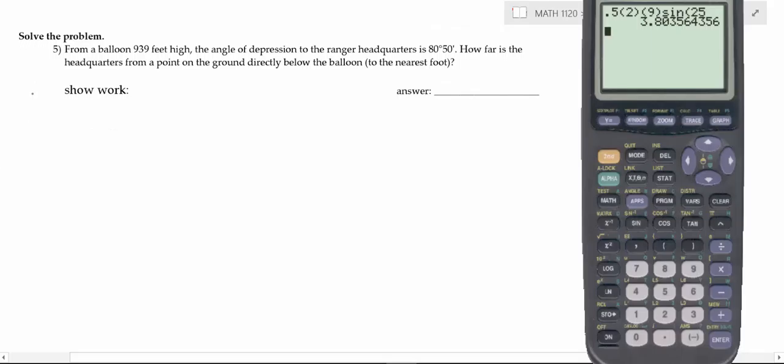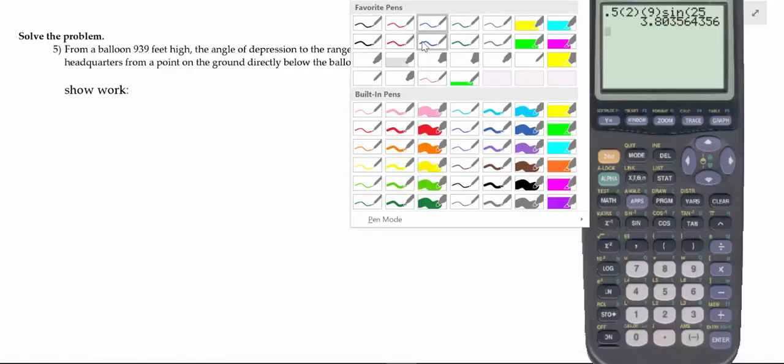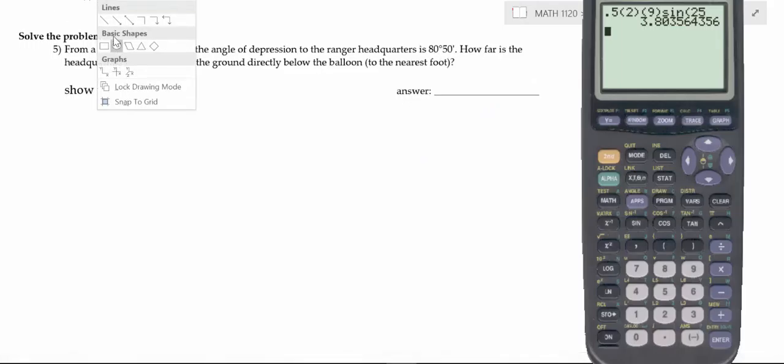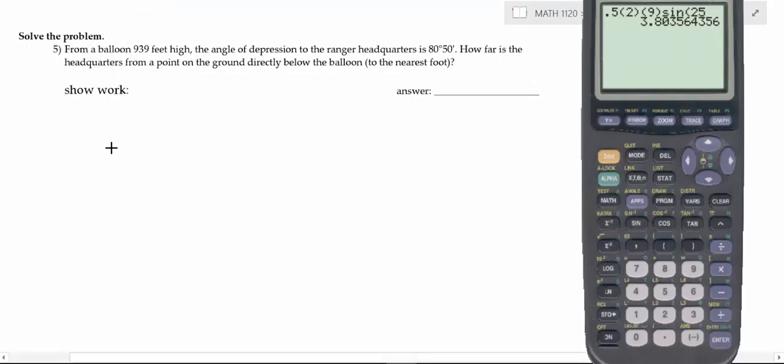It says you have a balloon 939 feet high. The angle of depression to a ranger headquarters from the balloon is 80 degrees 50 minutes. How far is the headquarters from a point on the ground directly below the balloon, to the nearest foot? Let's go ahead and sketch out a diagram of this. I'm going to start by saying, okay, here's my balloon, and the balloon is at an altitude of 939 feet.